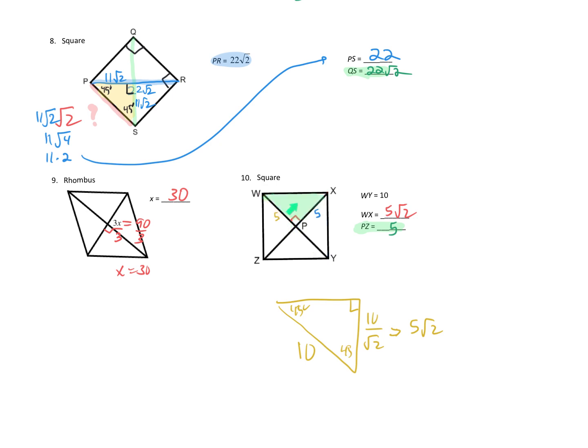What if we focus just on this little green triangle? It's a right triangle. And these sides are both 5, meaning it's isosceles. So once again, it's a 45, 45, 90. But in this case, we know the legs. So to get from the leg to the hypotenuse, it's leg times root 2. And we get the same answer.